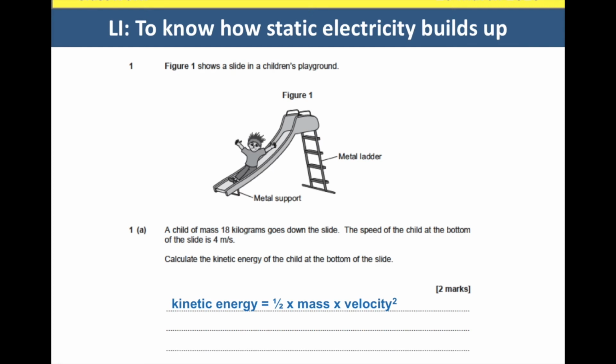Now we need to substitute the numbers into that equation. So the mass we've been told is 18 and the velocity is 4. So we'll do a half multiplied by 18 multiplied by 4 squared, and when you put that into your calculator you should come out with an answer of 144 joules.